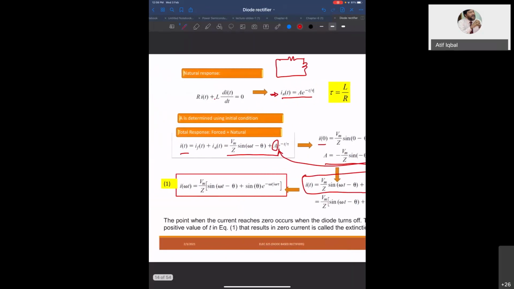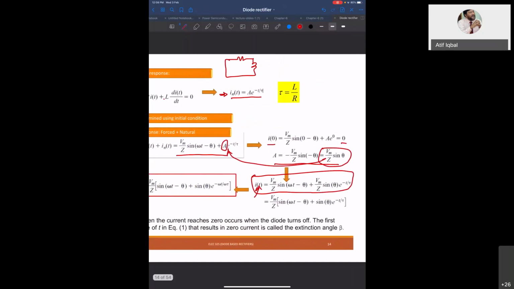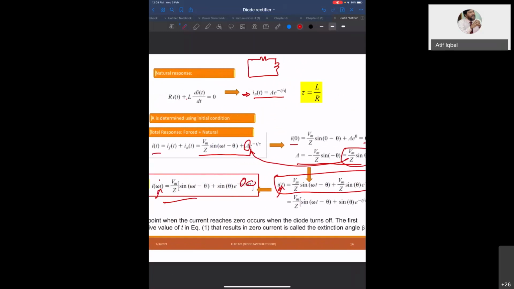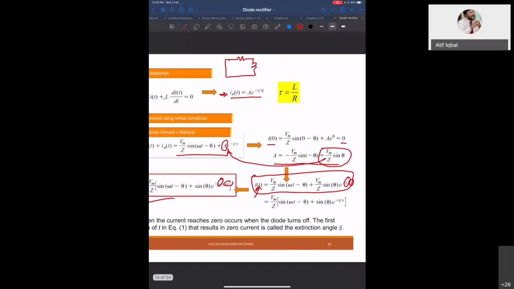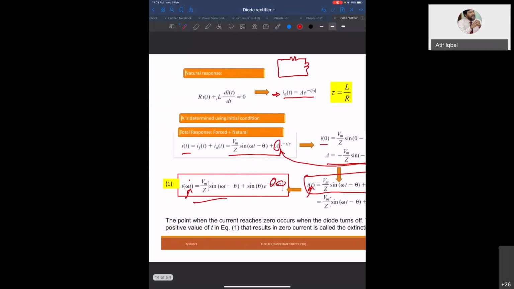Okay. Now this is in terms of t. If you want to write in terms of omega t, in place of this t, I will write omega t. And in place of this tau, I will write omega tau. So this is my expression for the current. So this is the solution of the differential equation.